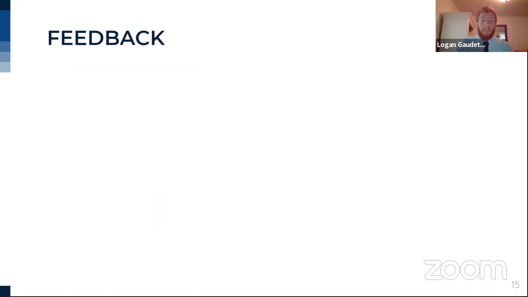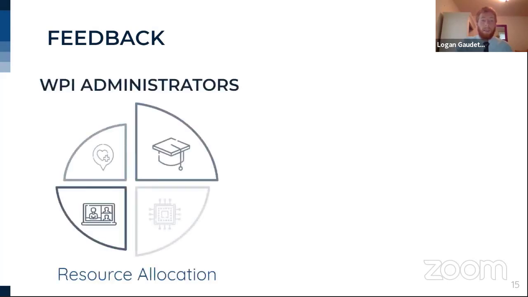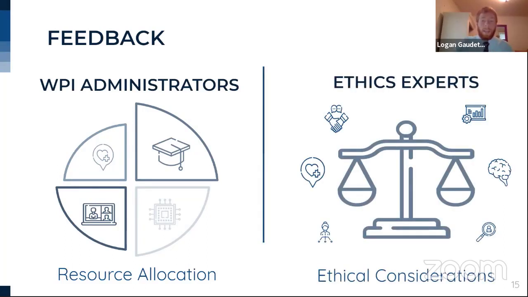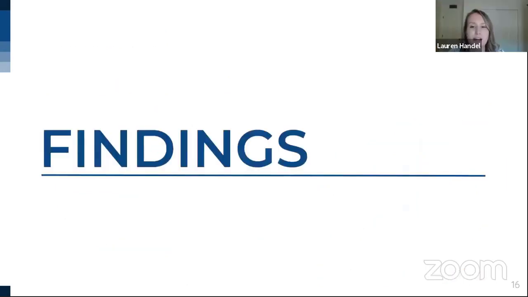After completing the Delphi study, we attempted to determine how feasible it would be to implement AI into higher education. In order to do this, we reached out to administrators at WPI and asked them to allocate resources based on how they would determine which areas of AI they felt needed the most resources to be implemented. Additionally, we reached out to ethicists at WPI in order to investigate the ethical concerns of using AI in higher education. Now we will look at the findings from our study.